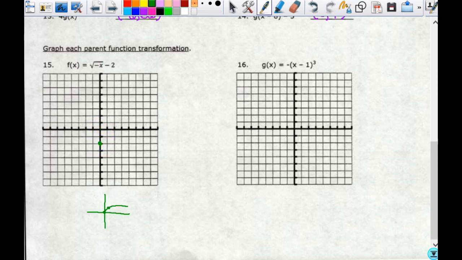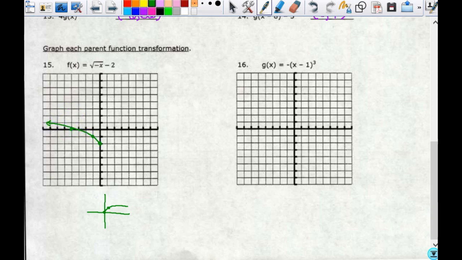For the square root function, I would have had 1, 1. That becomes negative 1, 1 when I reflect, and then I go down 2. This one would have gone to 4, 2, so that would make that negative 4, 2. And then I come down to here, so it looks something like this.